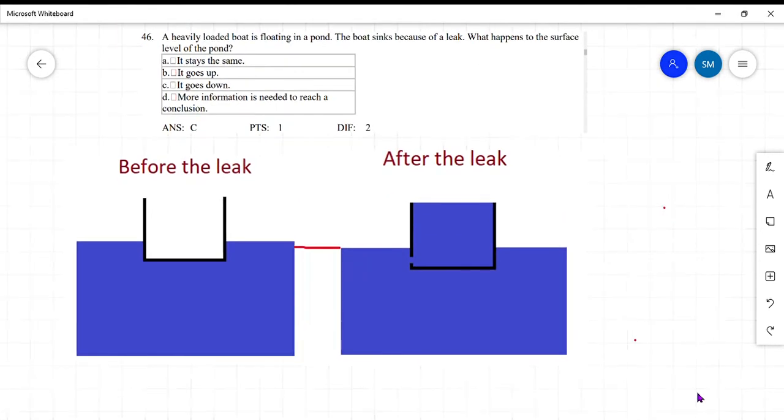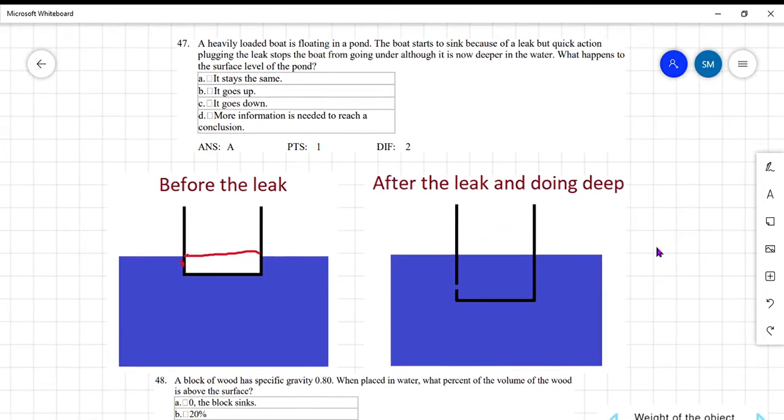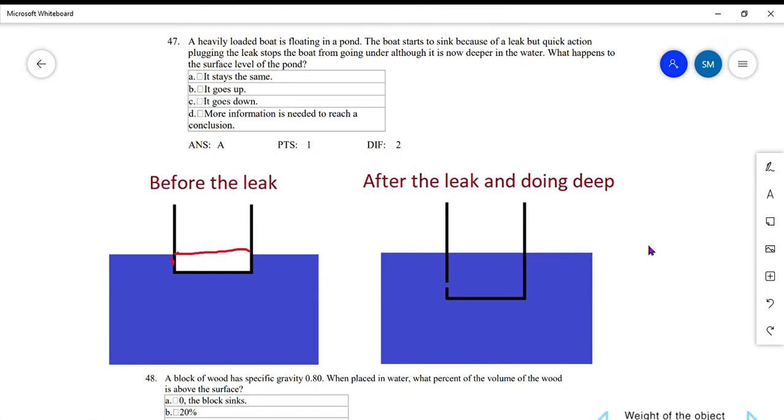In the previous question, the container doesn't go down, so, let me say it in another way, the amount of water which will enter the container is more than the space under the surface, so the surface will go down. But here, the amount of water which will get into the container is equal to the space under the surface of water. I hope you understand this. So here the answer is A, the surface will stay the same.